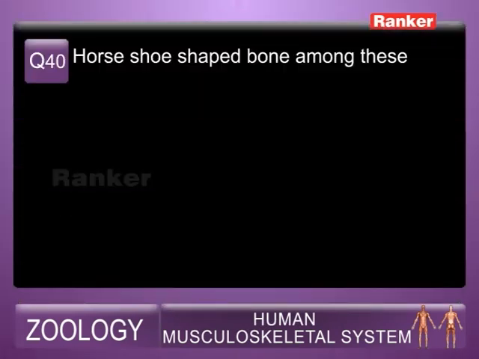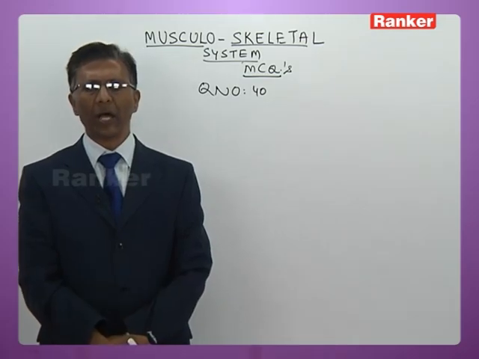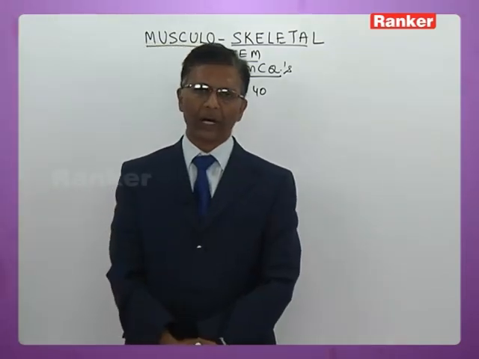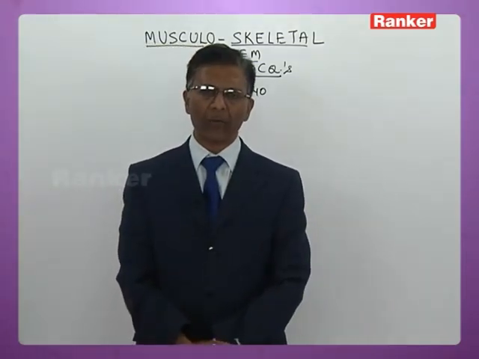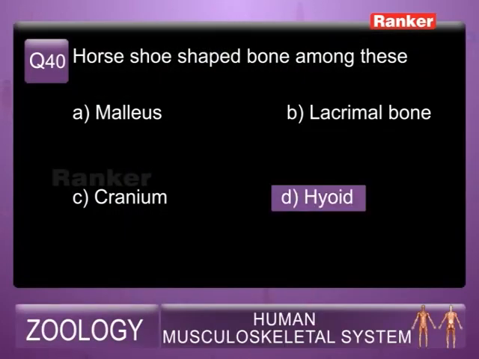48th is here. Horseshoe shaped bone among the following: A. malleus, B. lacrimal, C. cranium, D. hyoid. Here hyoid bone is horseshoe shaped. It lies in the floor of the buccal cavity. It provides surface for the muscles of the floor of the buccal cavity here now. So the answer is D.